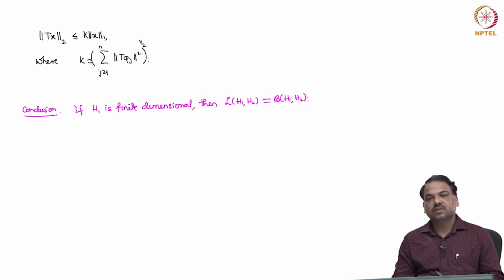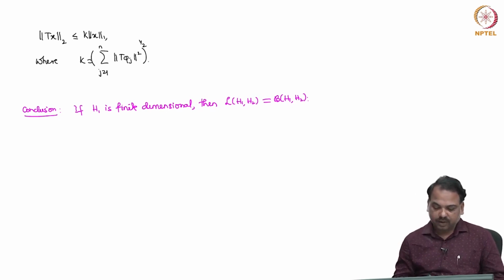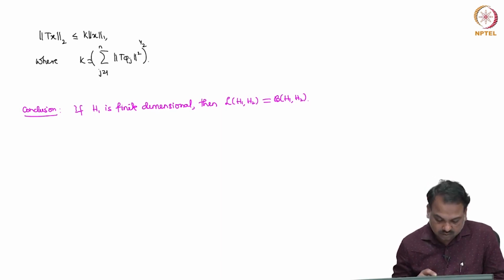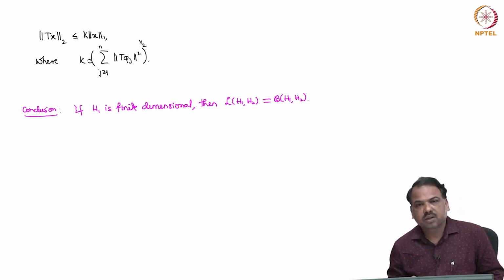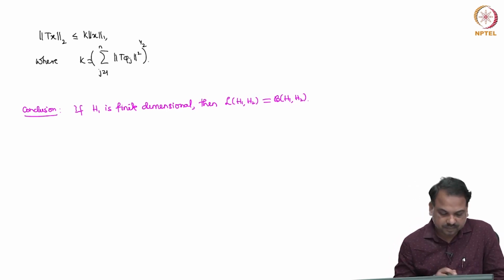So we know that L of H1 is a vector space. So from this we can conclude that B of H1 H2 is a vector space. Not only that, we can also show that B of H1 H2 is a vector space, irrespective of whether the spaces H1 and H2 are finite dimensional or not. Okay, so this gives one important example of a linear map which is automatically bounded.